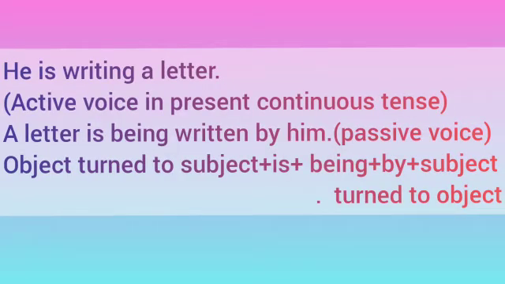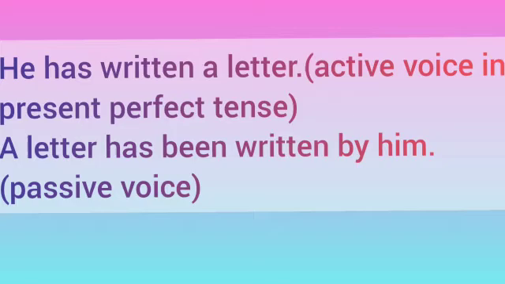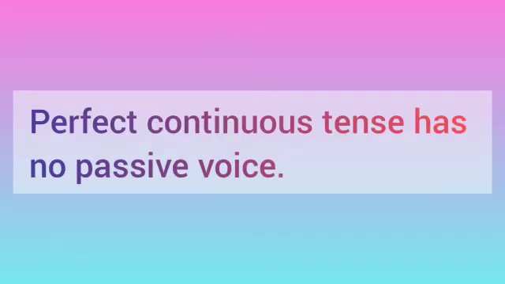Then if the sentence is in present continuous tense, like he is writing a letter: A letter is being written by him. Subject plus am, is, are plus being plus past participle. Now present perfect, he has written a letter: A letter has been written by him. Subject plus has or have been plus past participle. Remember, perfect continuous tenses have no passive voice.